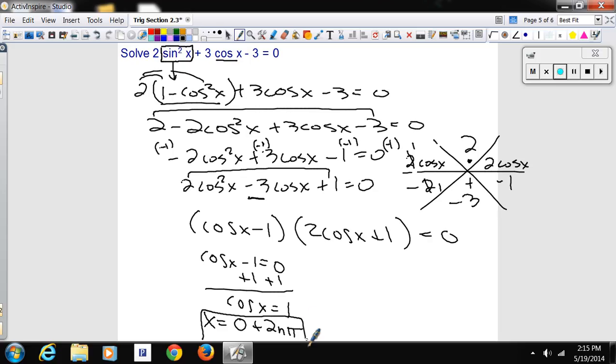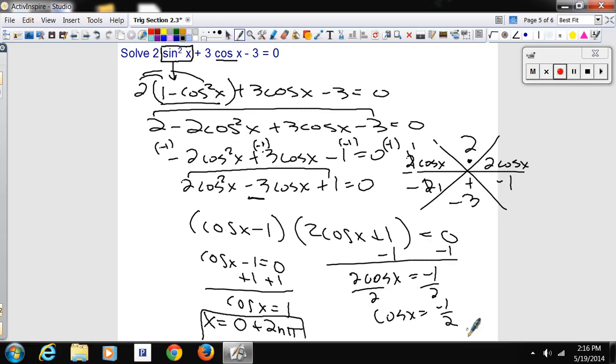Let's solve this one. Let's subtract 1. 2 cosine x equals negative 1, divided by 2. So we've got to find out where the cosine is negative 1/2.